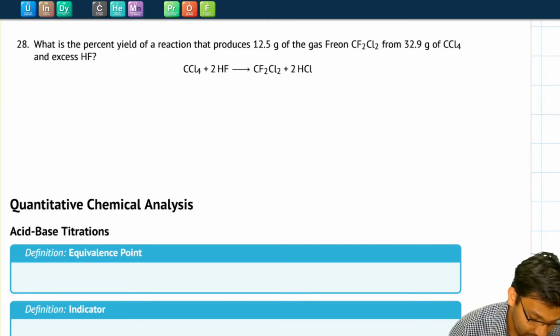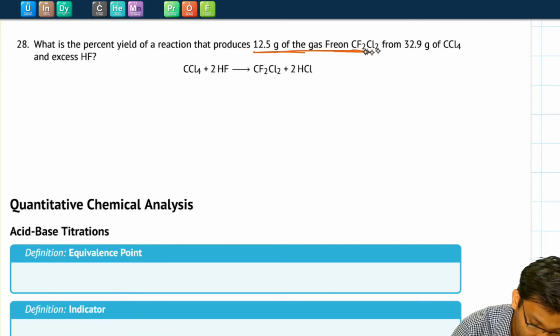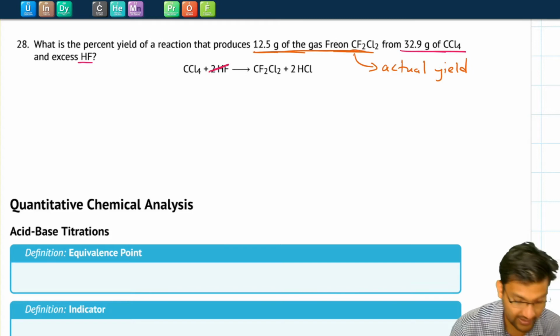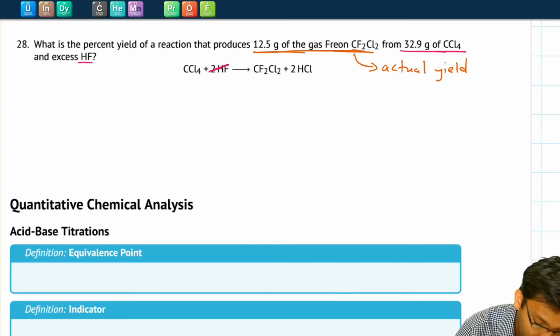Okay, so let's look at number 28. It's asking for the percent yield that produces 12.5 grams of Freon. So this is our actual yield in the experiment. And we started with 32.9 grams of carbon tetrachloride. And we have excess hydrofluoric acid, so we know that's excess. So if we have our limiting reagent, let's figure out our theoretical yield.